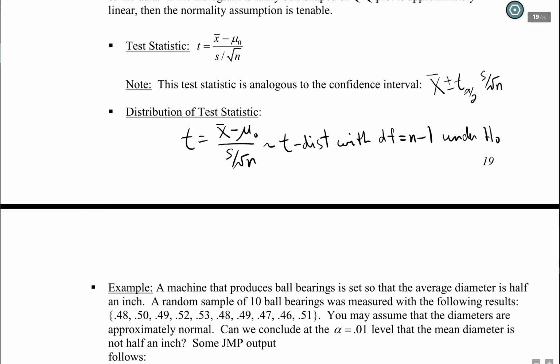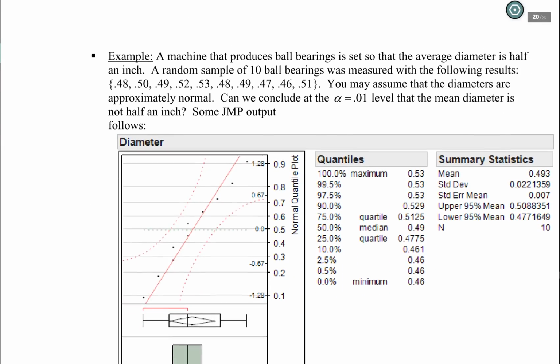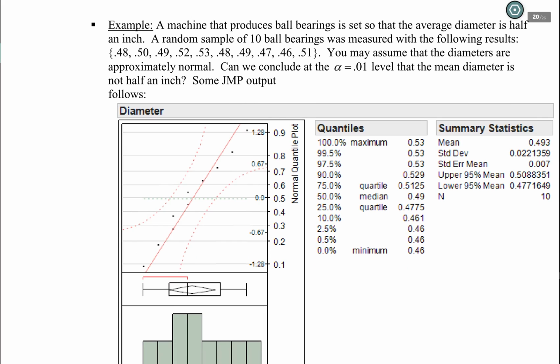Okay, so let's look at an example. Take a moment and read this example. Take a look at the output. This is output from JMP. Again, you may want to verify it yourself given this data set that's listed here. The JMP demonstrations should give you some insight into how to get this particular kind of output. Okay, so take a moment and read this example.